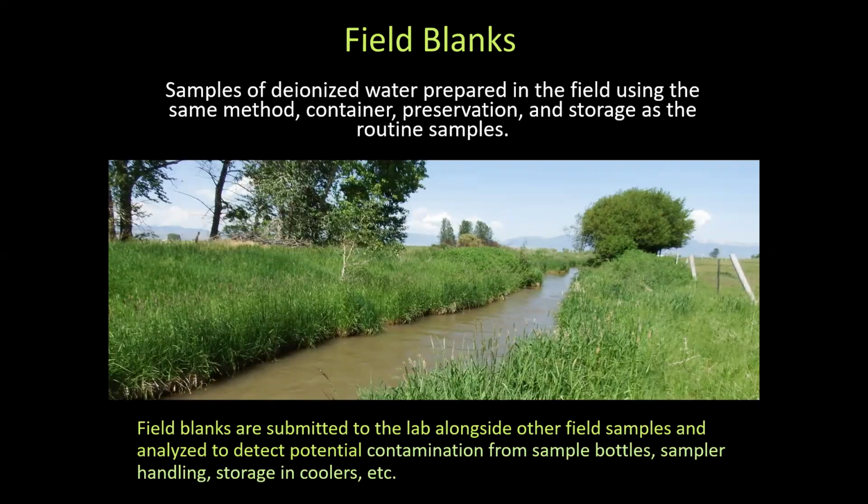Field blanks are another common quality control sample that are collected during water quality monitoring projects. Field blanks are samples of deionized water that are prepared in the field, again using the same methods, containers, preservation methods, and storage as the routine samples are. So they're very similar to routine samples, except that they are produced with deionized water that is free of any analytes rather than using ambient stream water, for example. And field blanks are then submitted to the lab alongside all of the other field samples and analyzed to detect potential sources of contamination, for example, from sample bottles, sample handling, storage of samples in coolers, etc.